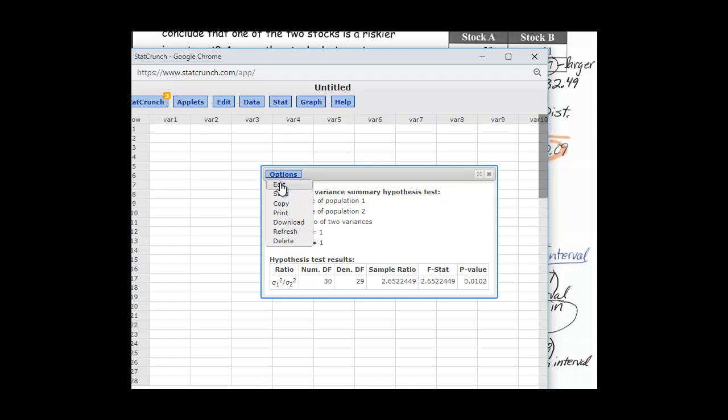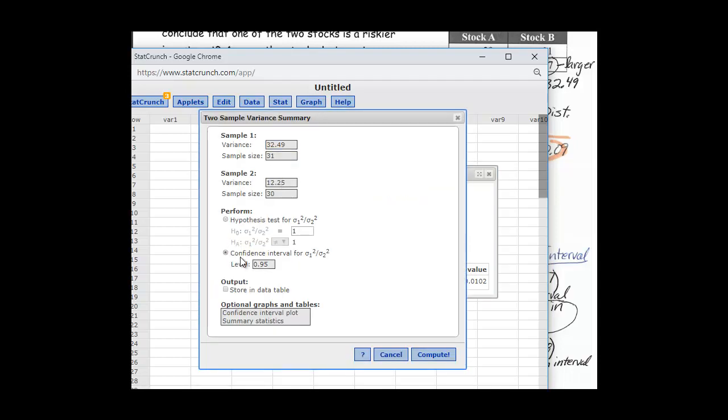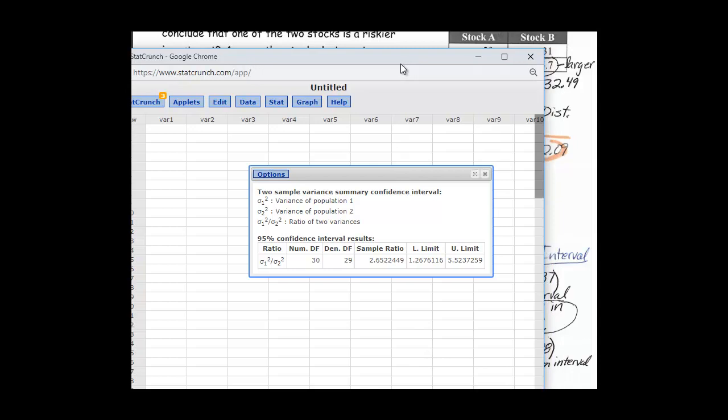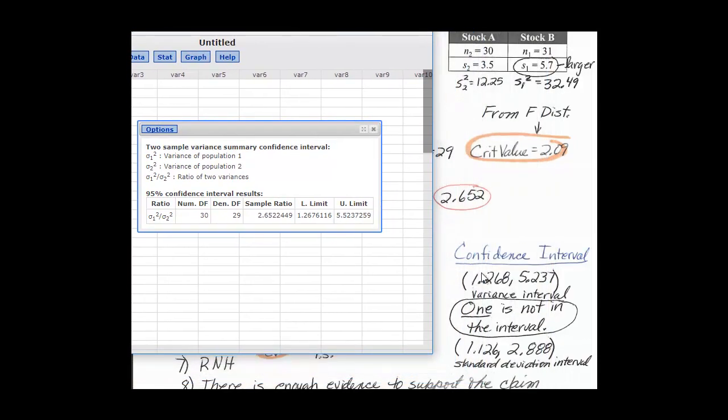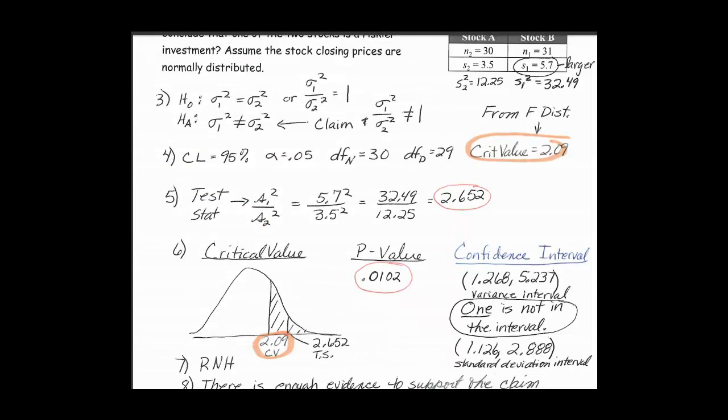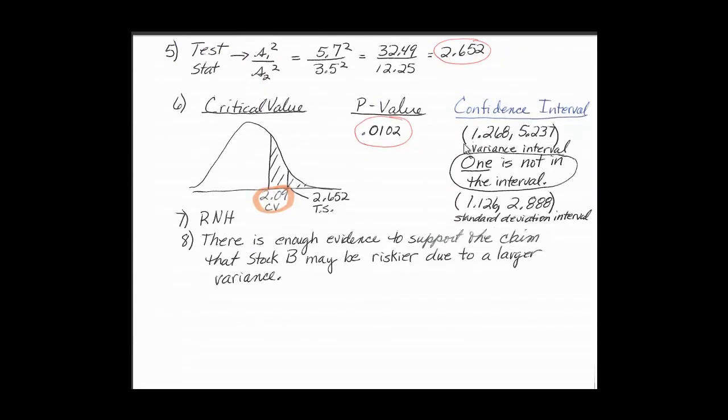But I want to show you the confidence interval again. I go to the confidence interval because this is a two-tailed test and we're doing 5%. That's automatically set up, ready for us to go. When I click compute, I get the lower limit of 1.2, upper limit of 5.2. This is our variance interval. If you would need to find the standard deviation interval, you would have to square root each of those. But in this case, 1 is not included in the interval. The lower limit is greater than 1. So that matches up.